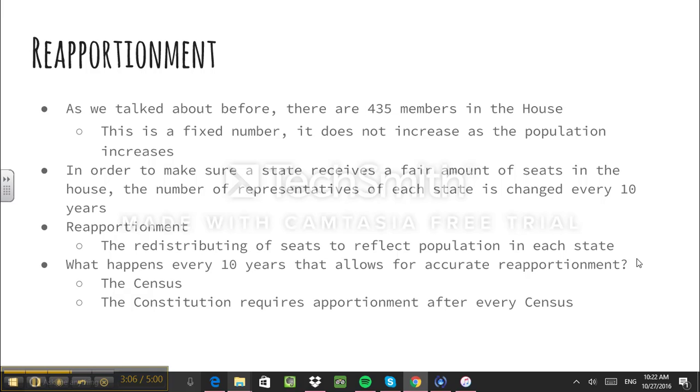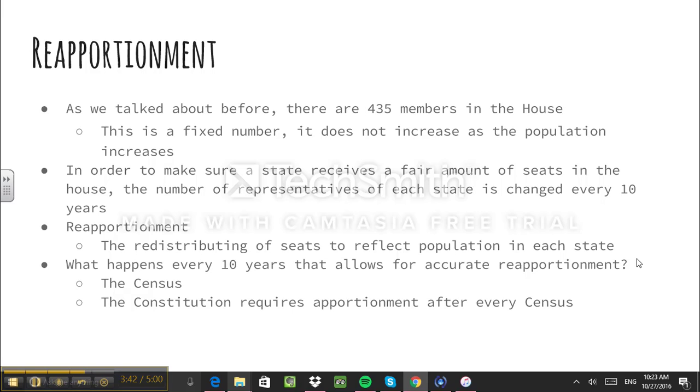As I said, if a state were to increase greatly relative to the rest of the United States, they would receive more members. And if a state's population decreased, they would receive less seats in the House. As I said earlier, this is a fixed number, so this does not mean that if the U.S. population grew by 2 million in the 10 years since the last census, they would add more members. No, it's a fixed number. It is divided based on population in each of the states.